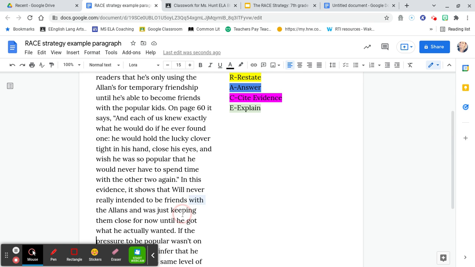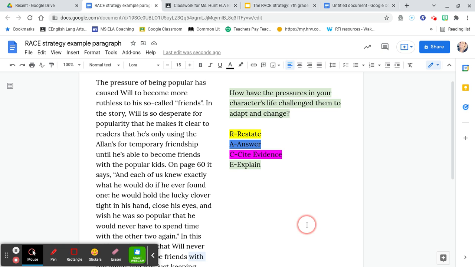So I've gone through the process of really just answering this question, demonstrating my understanding of this character Will in a way that paints a clear picture of who he is and why he is the way that he is, based on the pressures he's under. I've also included cited evidence that fully supports what I'm saying. Now I'm going to go through and recognize some pieces of my writing that you could start to recognize in your own writing.